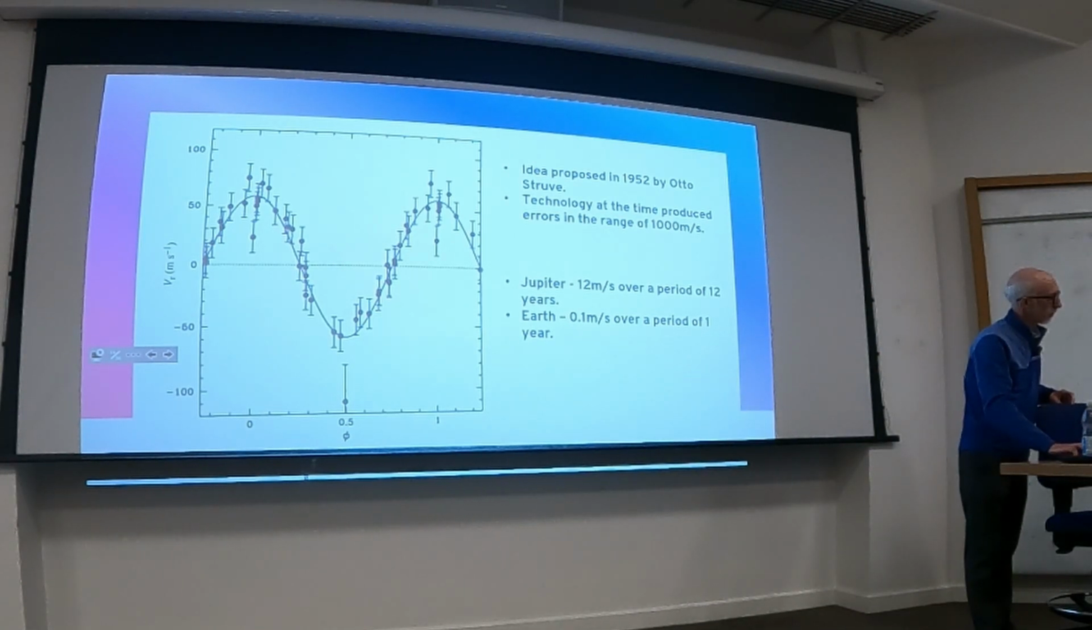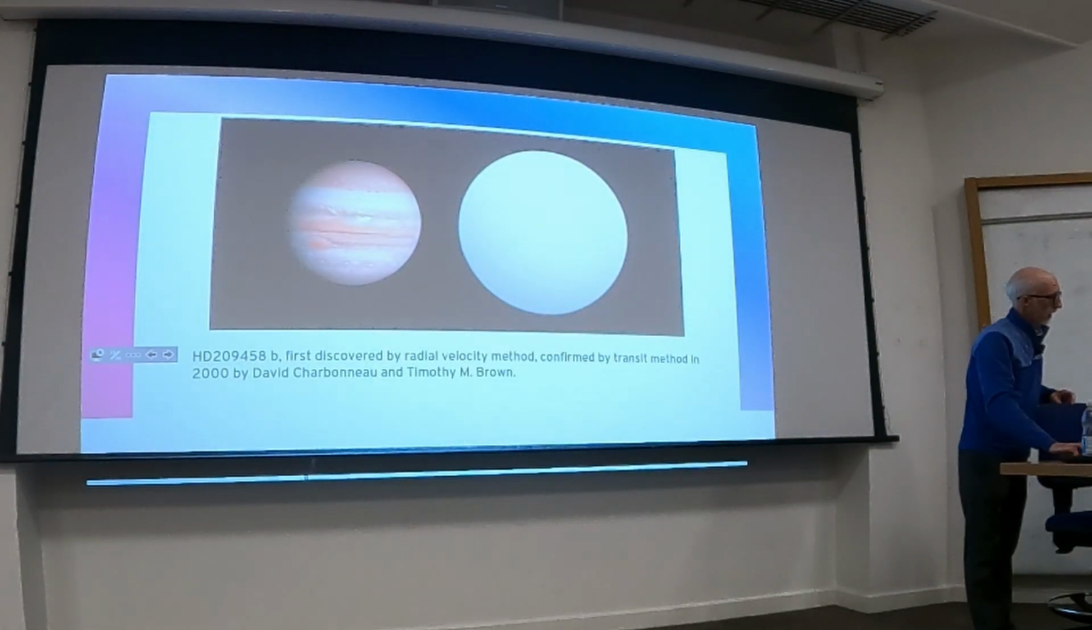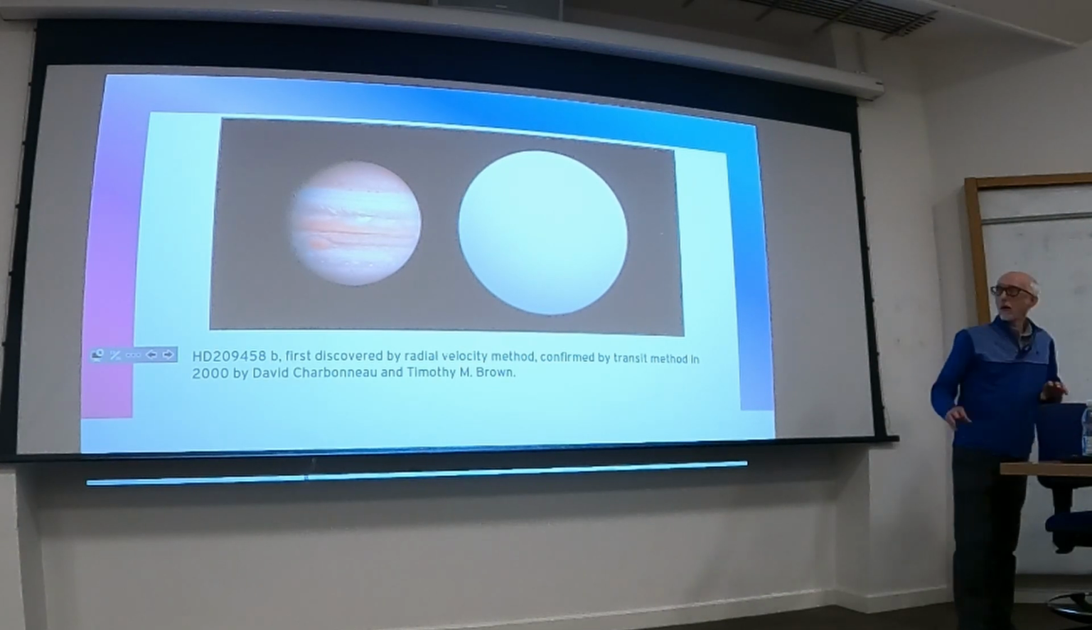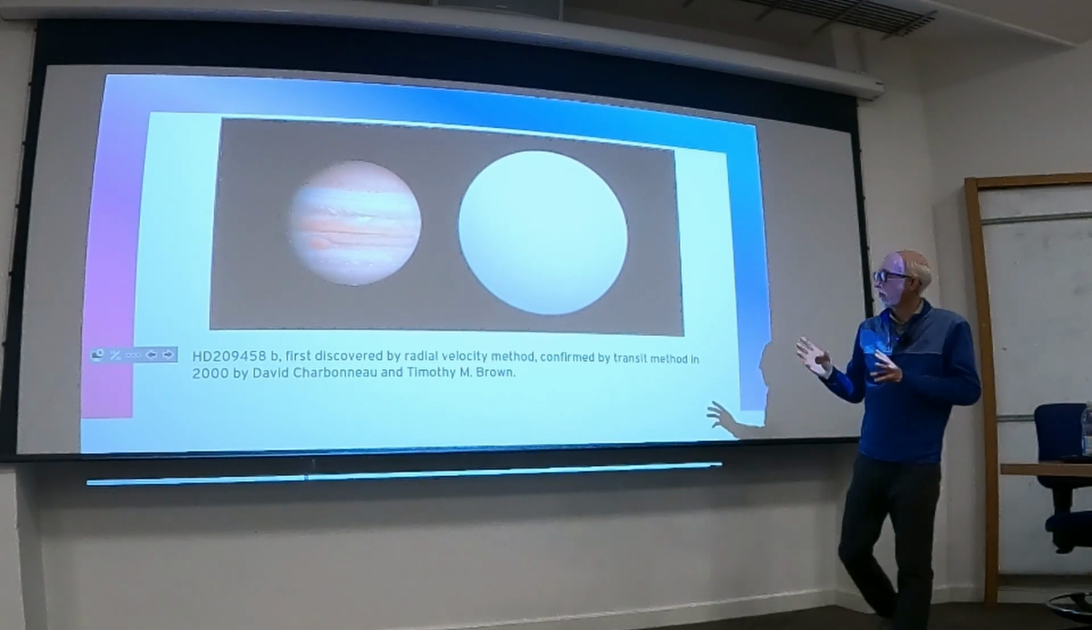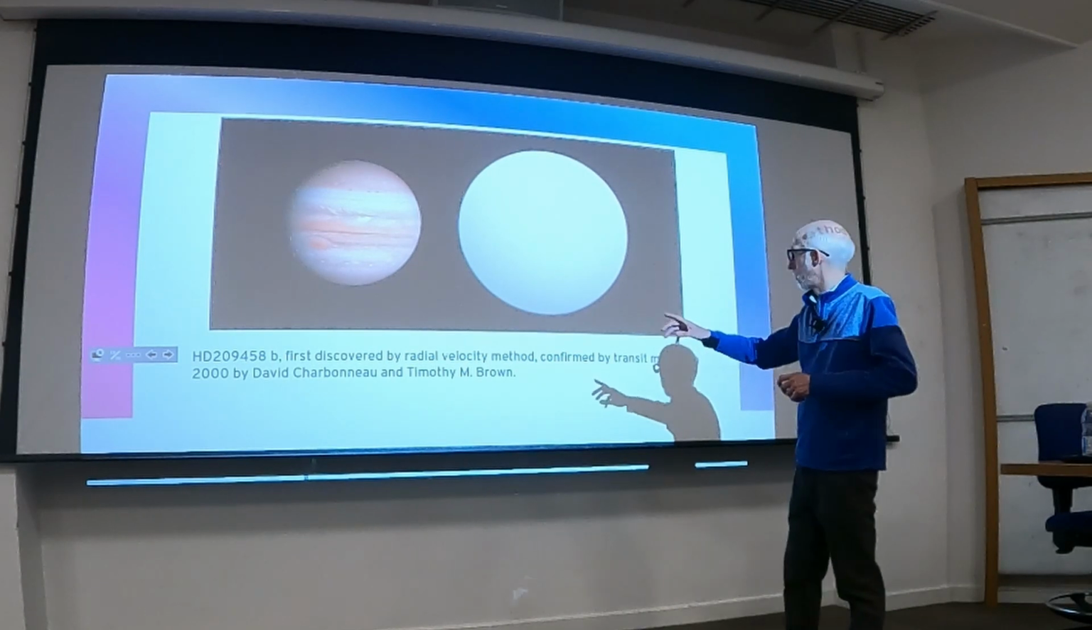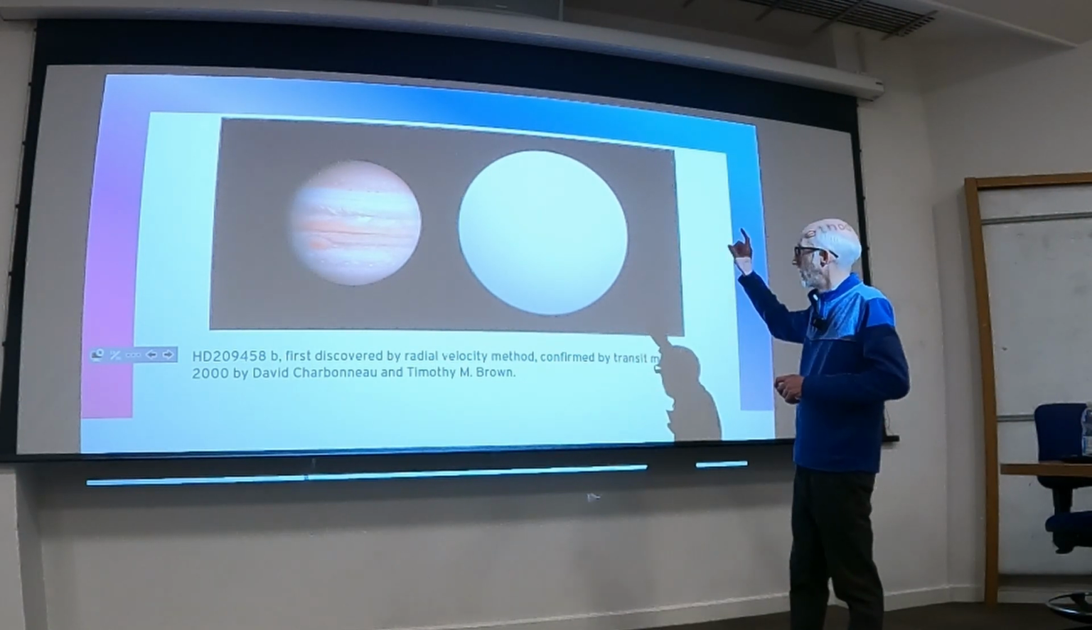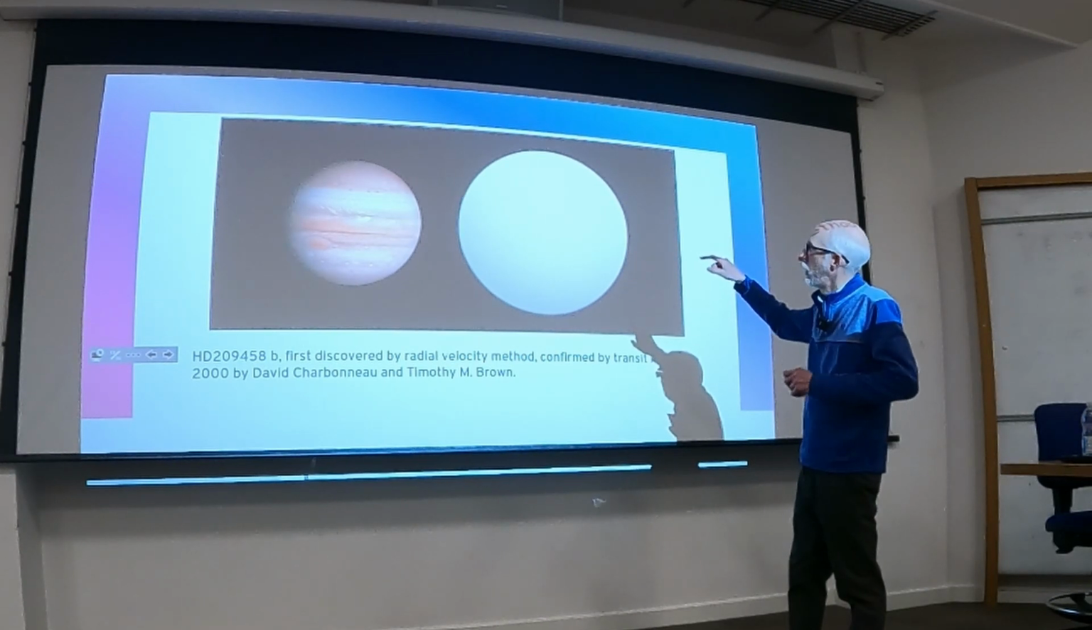5 actually, I think it was this one. So this was the first planet discovered. Well, not discovered. It was discovered by the radial velocity method, but this was the first planet that was observed using the transit method.